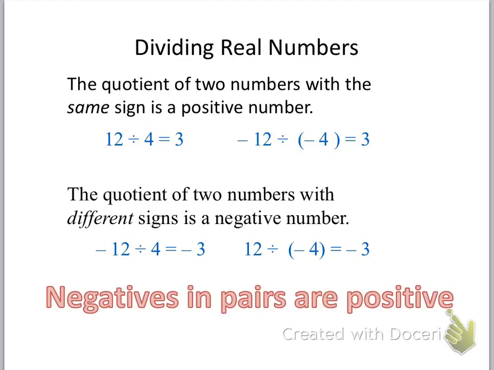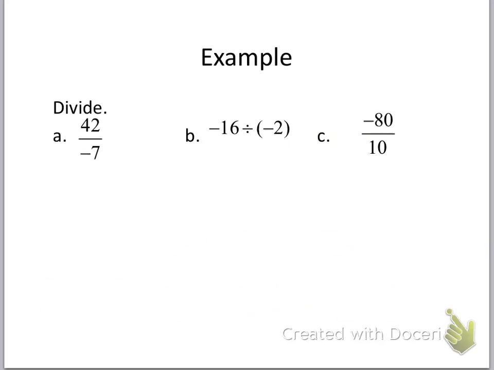All right, division, same rule. Negatives in pairs are positive. 42 divided by negative 7. They are not in pairs, so my answer is negative. 42 divided by 7 is 6. Negatives in pairs, so my answer is positive. 16 divided by 2 is 8. Negatives not in pairs, so my answer is negative. 80 divided by 10 is 8.